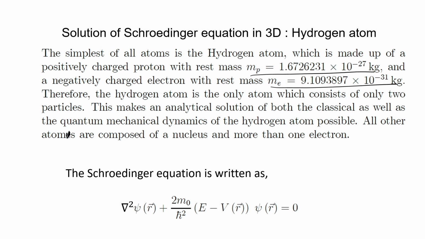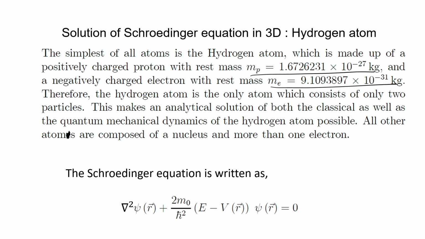All other atoms are composed of the nucleus and more than one electron, and we still can handle, for example, the helium atom, either exactly or by doing some variational calculations, which is what we will see later.